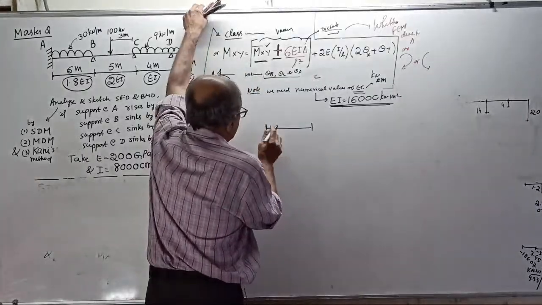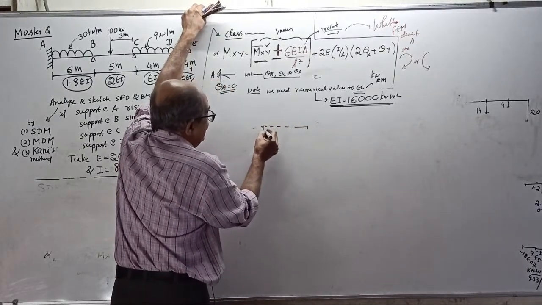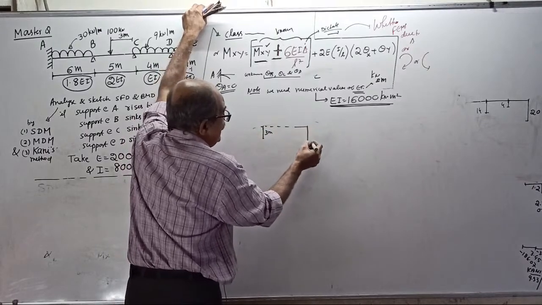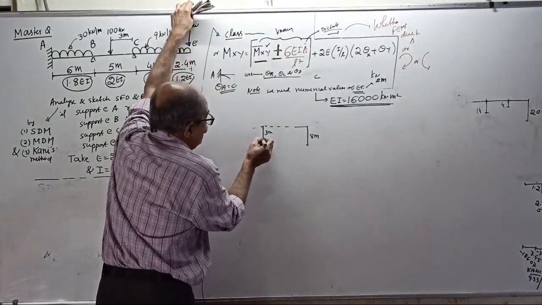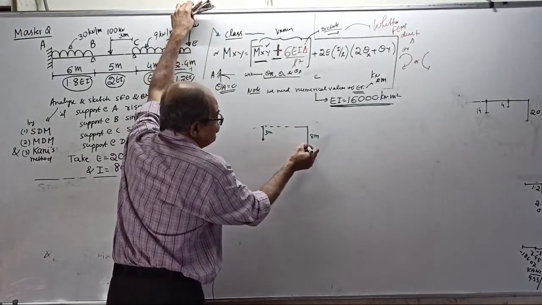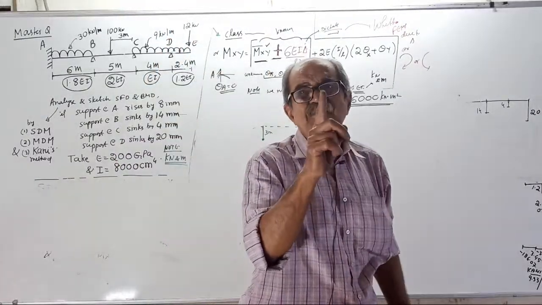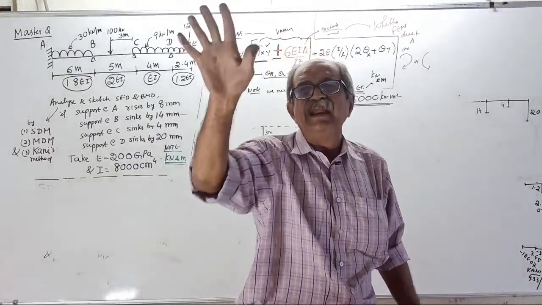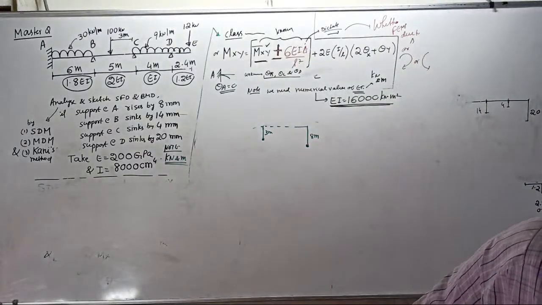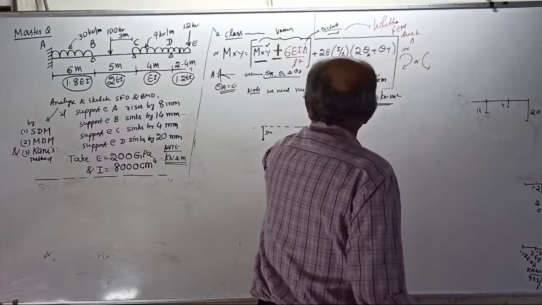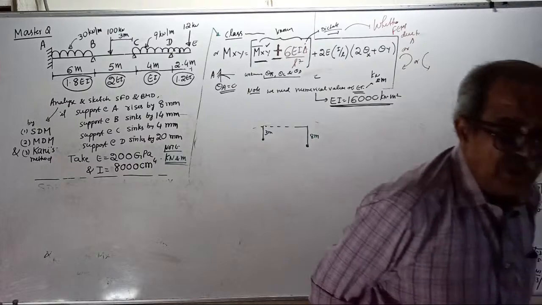Tell me, suppose this is the member. If this end sinks by 3 mm and that end sinks by 8 mm, tell delta. Delta is the relative displacement of one end with respect to the other. It is neither 3 nor 8. It is so thoroughly explained earlier. Delta is 5 millimeter.